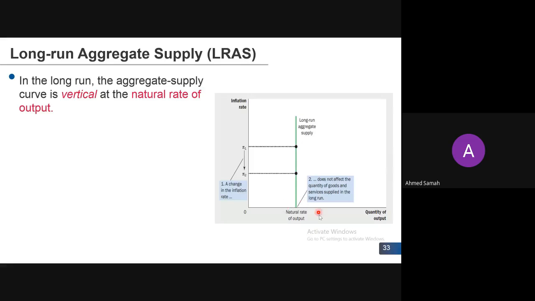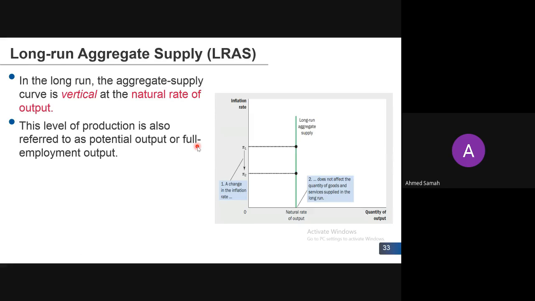I showed you the potential output curve in the whole lecture. So the natural rate of output is the potential output. So at the potential output level, the long run aggregate supply curve is vertical. This level of production is also referred to as the potential output level or full employment output. So at the potential output level, there will be full employment, as we have gone through in the previous lecture.